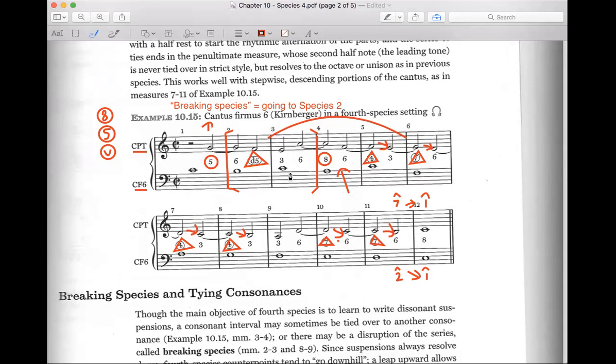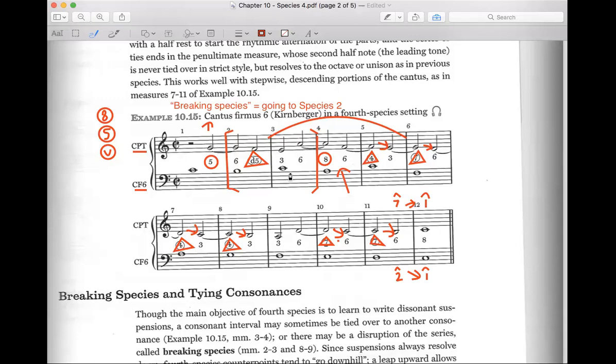Okay, so now we've established what are the 3 parts of the suspension: preparation, suspension, resolution. Where are they consonant? Where are they dissonant? We know this. What are the common suspensions above or below the cantus firmus? Above the cantus firmus is 4-3, 7-6, and 9-8. Below the cantus firmus, we're mainly talking about 2-3. And there are some other aspects here.